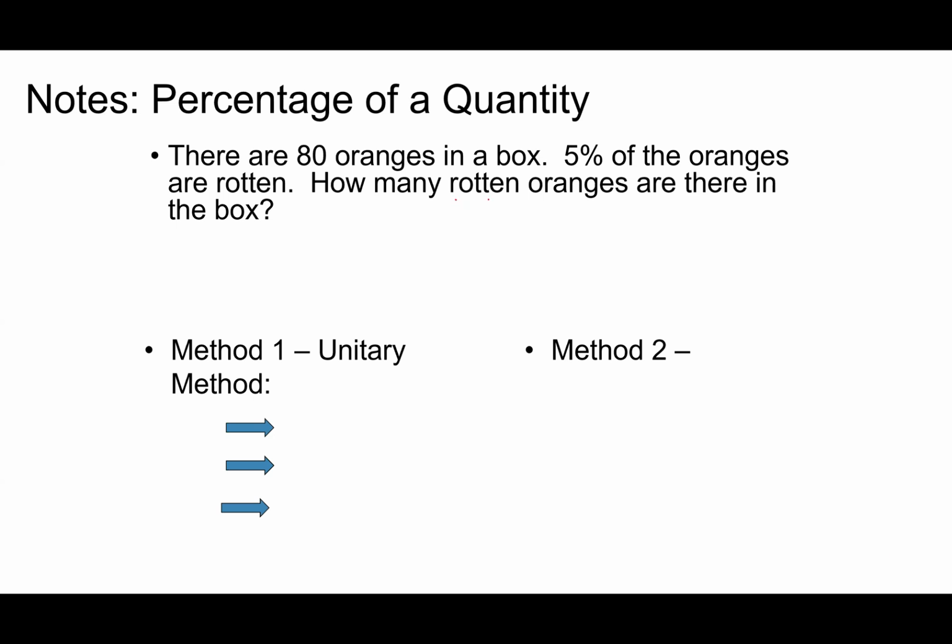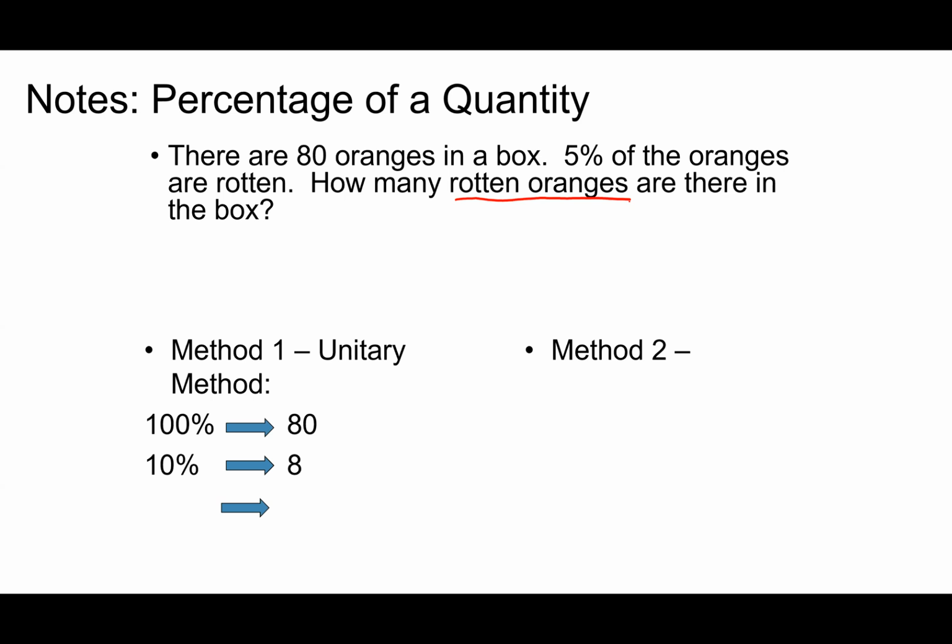Let's go ahead and underline what the question is. We want to find the rotten oranges, okay? Make sure that you're sticking with me, please. So am I going to end up with a number or am I going to end up with a percent, folks? Number. Okay. The first way we're going to do this is with unitary method. My whole is 80. Make sure you're following along with me and writing everything that appears up on the screen.